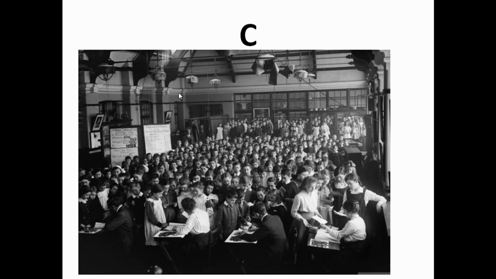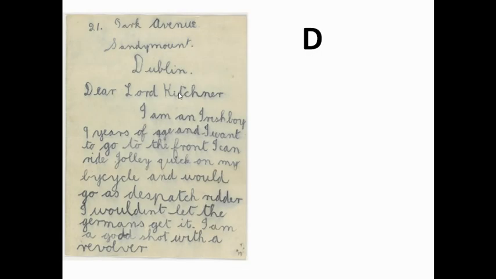Again, you can pause the video if you need to, if I'm going too fast. Source D. Now, I'll let you have a look at this. This is a letter to the boss of the whole war, Lord Kitchener. He's actually spelt his name wrong, so that's maybe not a brilliant start. But Lord Kitchener, the one in the poster, who's pointing at you saying your country needs you.